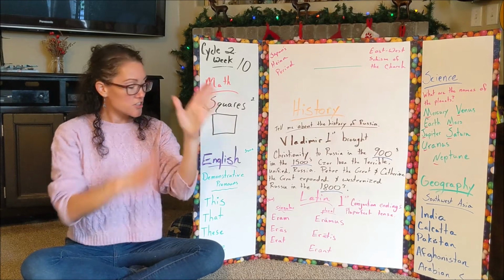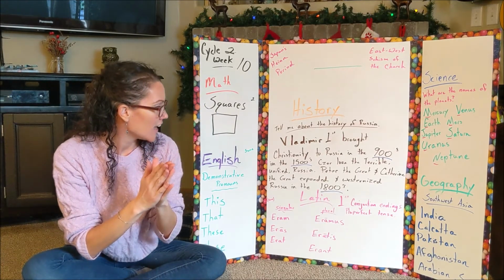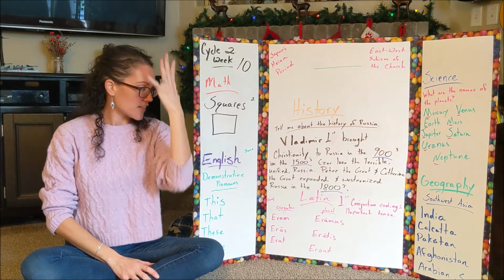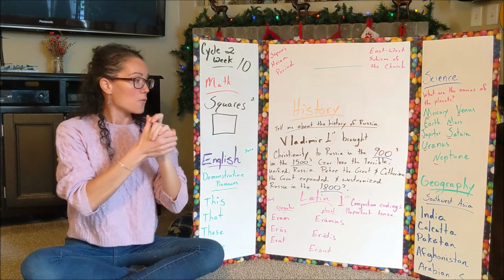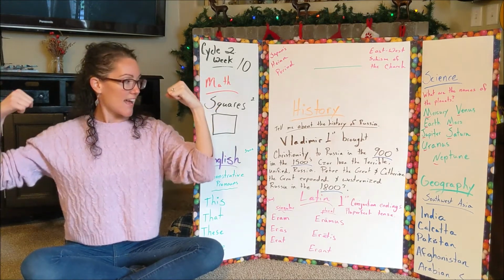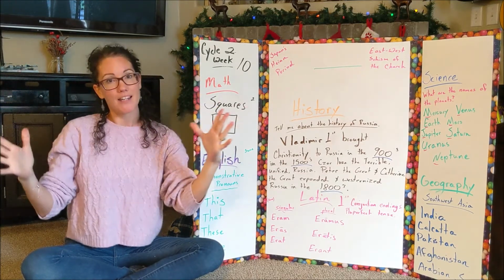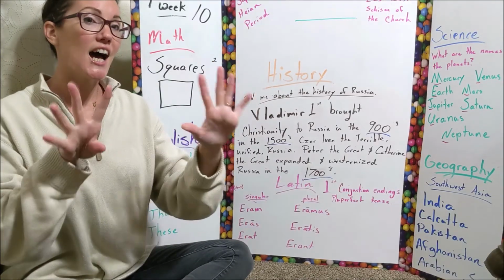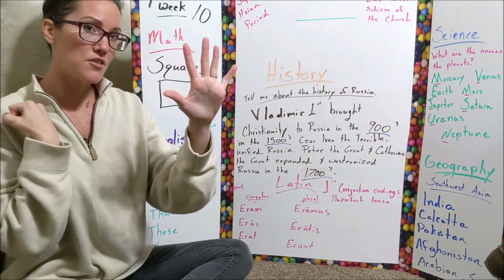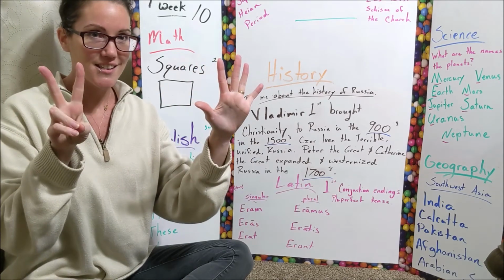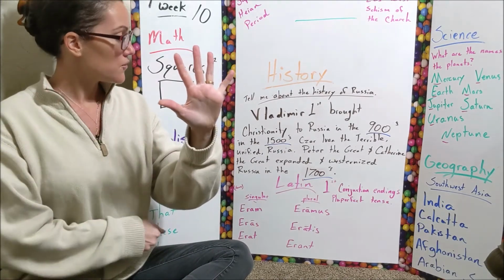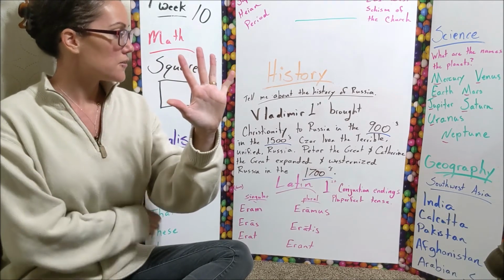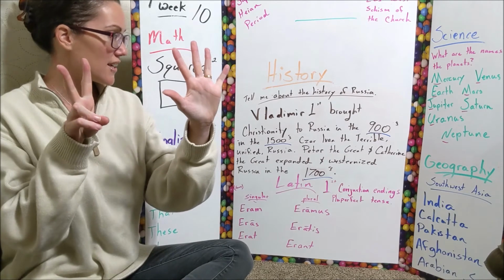Vladimir the First brought Christianity to Russia in the 900s. In the 1500s, Tsar Ivan the Terrible unified Russia. Peter the Great and Catherine the Great expanded and westernized Russia in the 1700s. 900s, 1500s, 1700s.